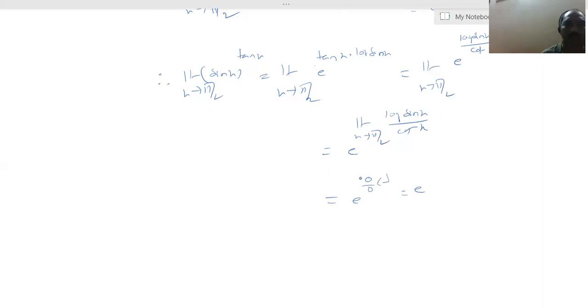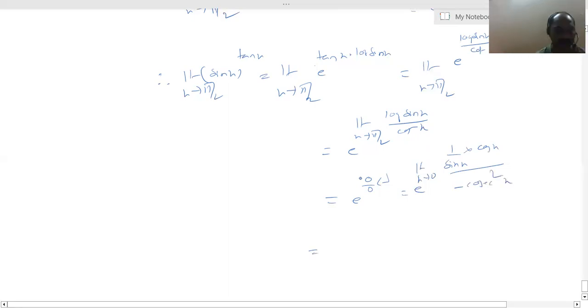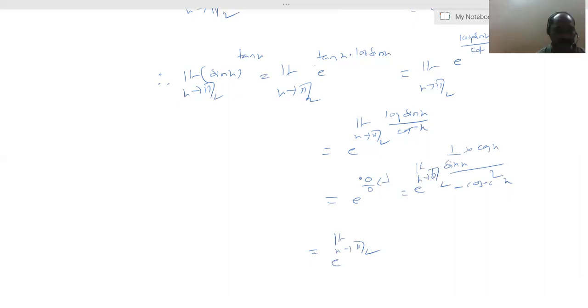By applying L'Hospital rule, this value equals limit x tends to pi by 2. Log of sin x becomes 1 by sin x into sin x derivative, cos x. This is the expression for the derivative of log of sin x. Derivative of cot x, we already know, is minus cosecant square x. Simplify the expression: e power limit x tends to pi by 2. Simplify this expression: 1 by sin x, move the 1 by sin x to the numerator. It becomes sin square x into cos x by sin x. 1 sin x, 1 sin x get cancelled.